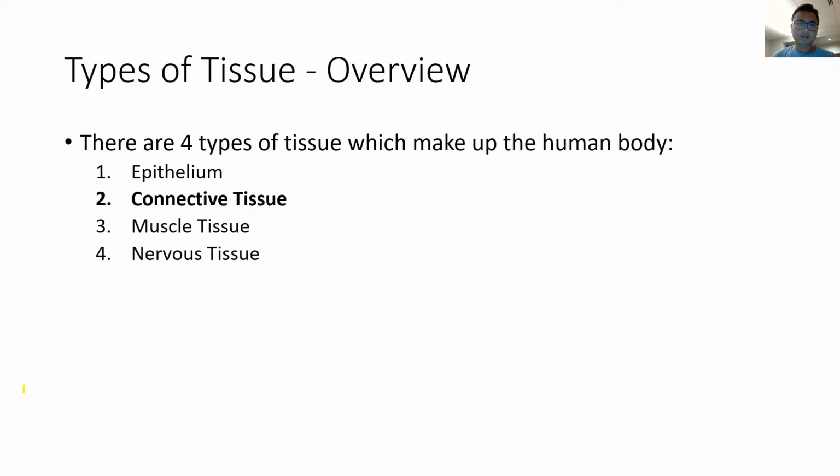So let's get started. As a brief overview, there are four types of tissue which make up the human body. The first is epithelium, the second is connective tissue, the third is muscle, and the fourth is nervous tissue. And we are going to be focusing on connective tissue in this video.